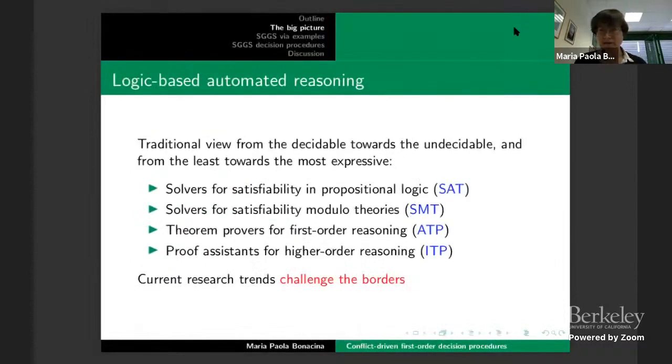Now, in automated reasoning, we have different tools based on logic, and usually they are enumerated, so to speak, from the decidable towards the undecidable, or from the least expressive logic towards the most expressive, mentioning SAT solvers, SMT solvers, theorem provers for first-order logic, and proof assistants for higher-order logic. But the message I would like to give in this introductory part of the talk is that the current research trends are challenging these traditional borders.